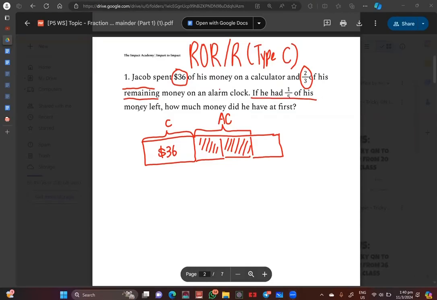If he had 1/5 of his money left, where do you think is the money that is left? Isn't this the one that is left? Am I making sense? And what did they say? They say that if he had 1/5, this is 1/5. And we look up and realize that this is actually how many units? 1 unit, okay?